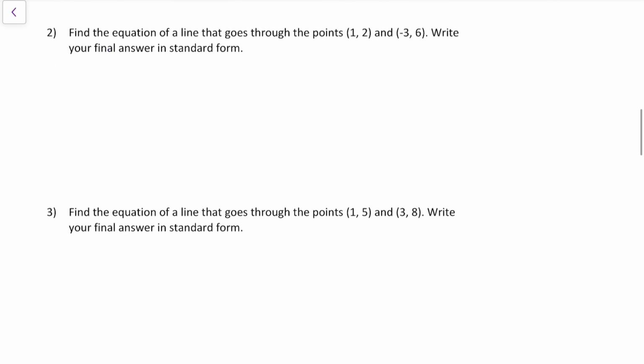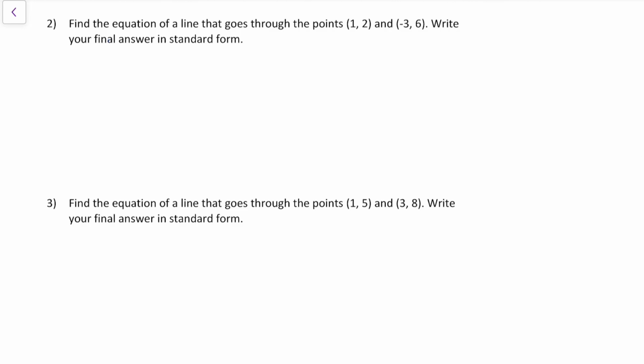Let's look at another one. Find the equation of a line. Okay, so I'm looking for slope and a point. Find the equation of a line that goes through the points 1, 2, and negative 3, 6. And write your final answer in standard form. Now in this one, they've given us 2 points, but they haven't told us our slope. So that means we're going to need to use those 2 points in order to find the slope of this line. So I'm going to pick one of those points to be the point that I'm using, 1, 2.